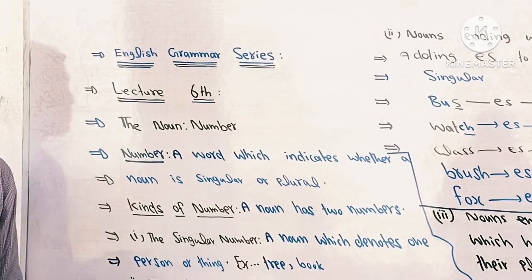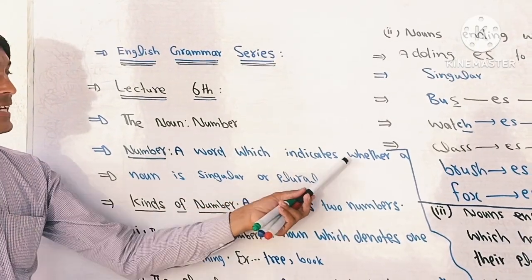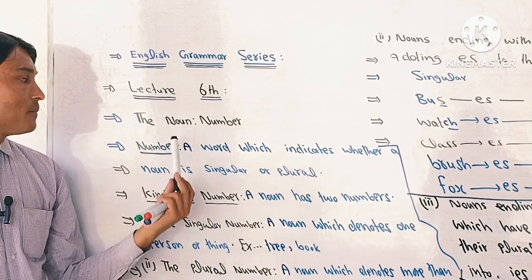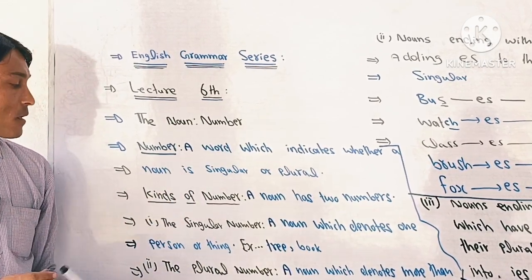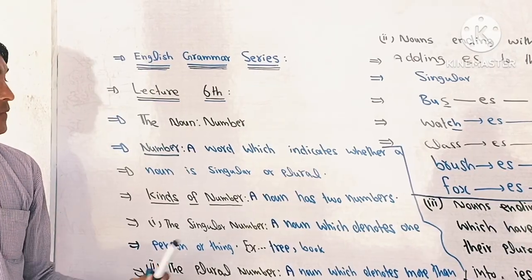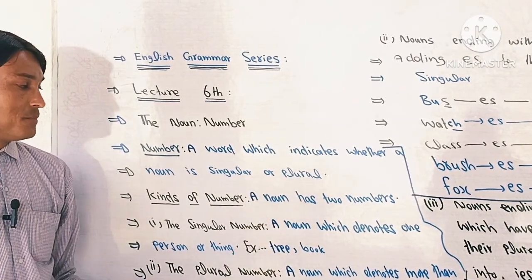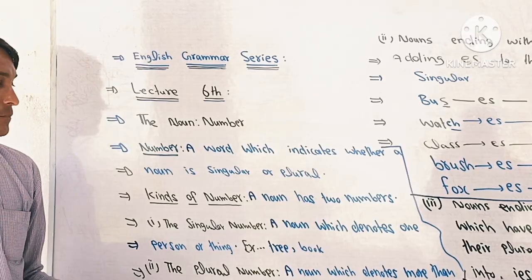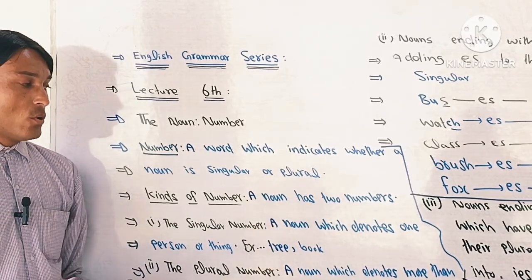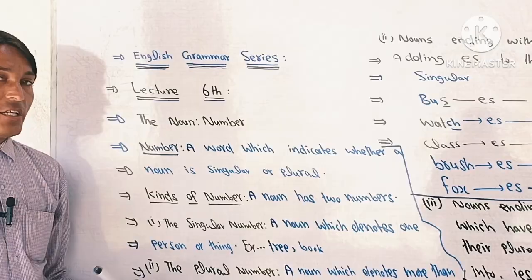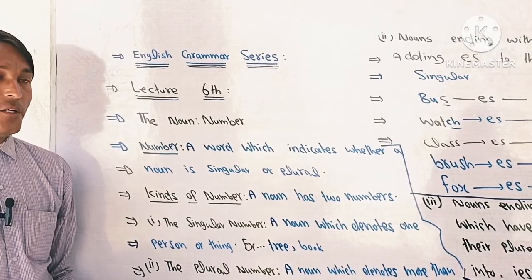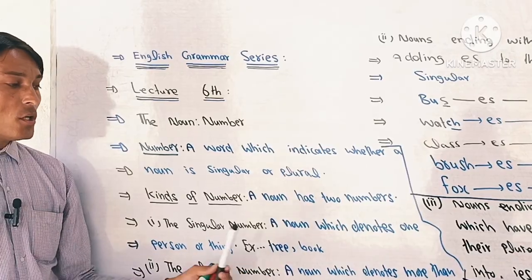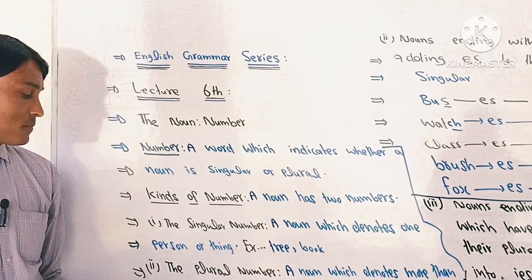What is number? A word which indicates whether a noun is singular or plural is called number. Kinds of number. A noun has two numbers: the singular number and the plural number. A noun which denotes one person or thing is called the singular noun, the singular number. For example, tree, book, pencil, table, etc.